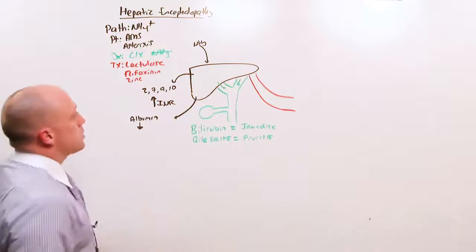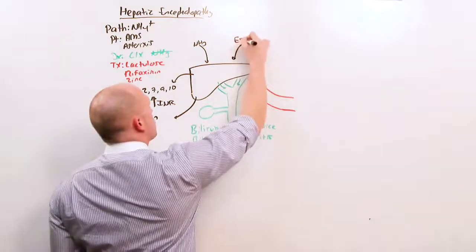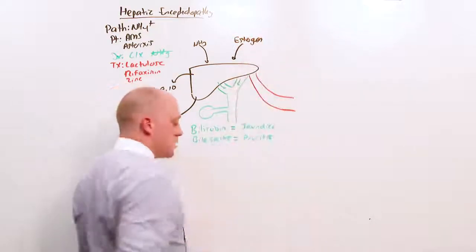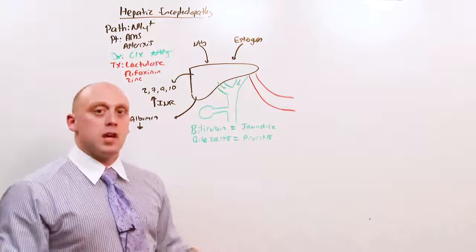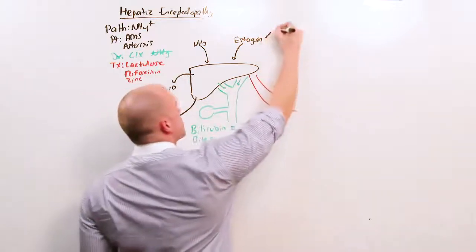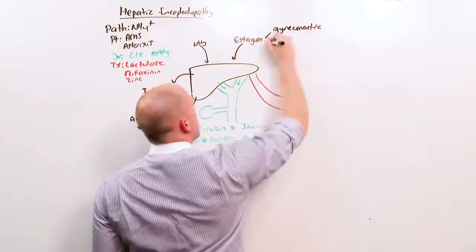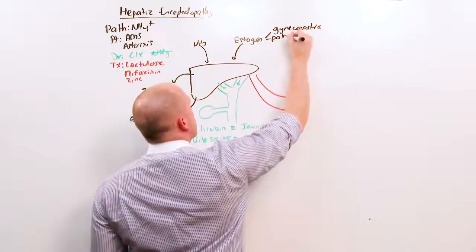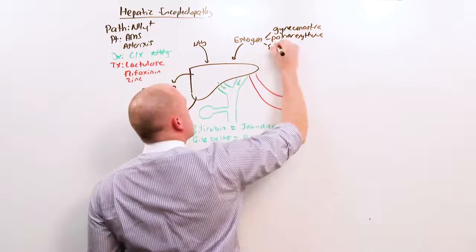The liver also is going to metabolize estrogen. And the metabolism of estrogen is what gives the cirrhotics their appearance. If you have excess estrogen, you're going to end up with things like gynecomastia, palmar erythema, and spider angiomata.